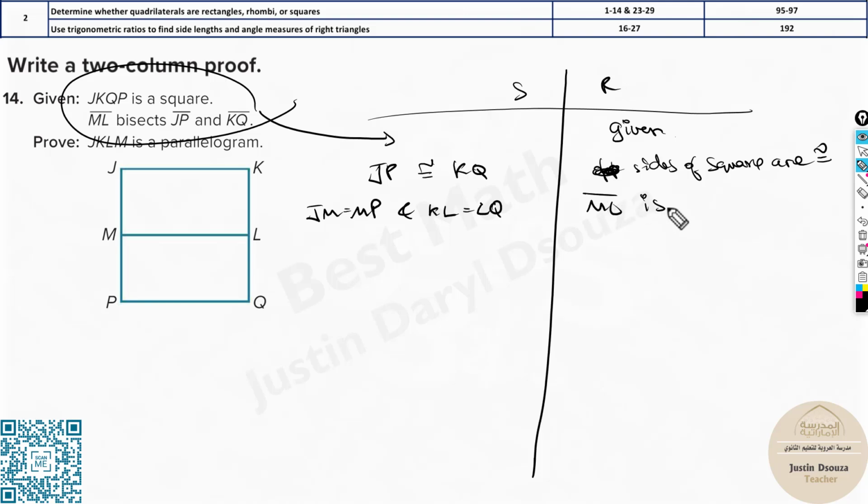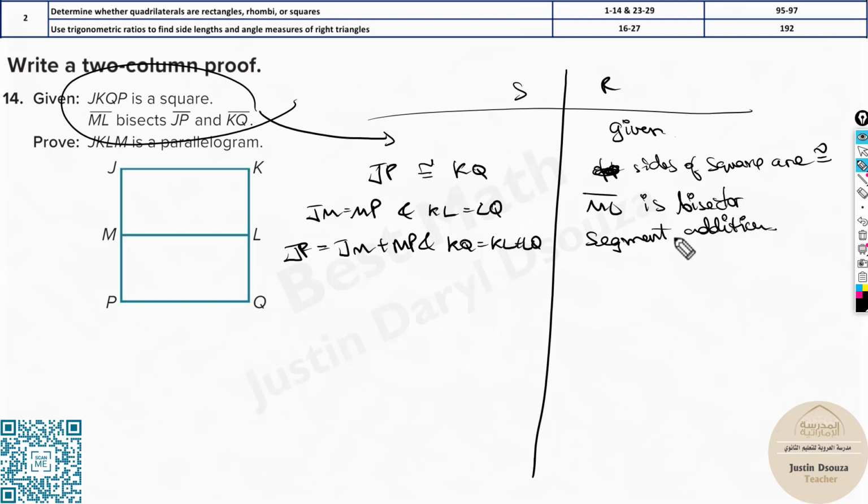ML is bisector. Or you can write definition of bisecting, segment bisection or something like that. Now over here, what is JP exactly? JP is equal to JM plus MP. And KQ is KL plus LQ. This is by the segment addition postulate. Okay, this much is done.